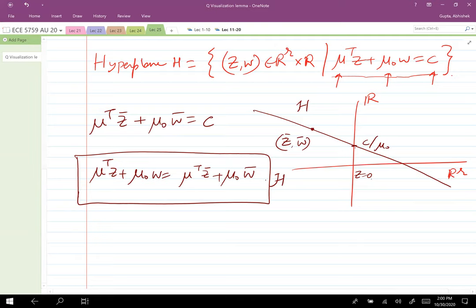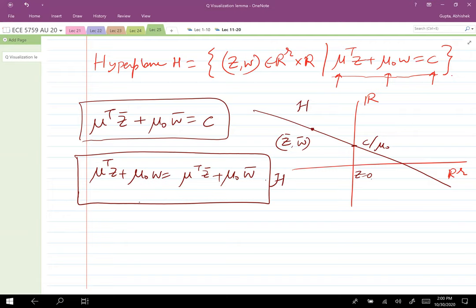Okay. So there are two things we learned. First is once we specify a point on this hyperplane, we can figure out the entire expression for the hyperplane because of this equality. And this would become the expression for the hyperplane. And so if I want to find the y-intercept, I just have to substitute z equals zero and find the value of w corresponding to that point on the hyperplane.